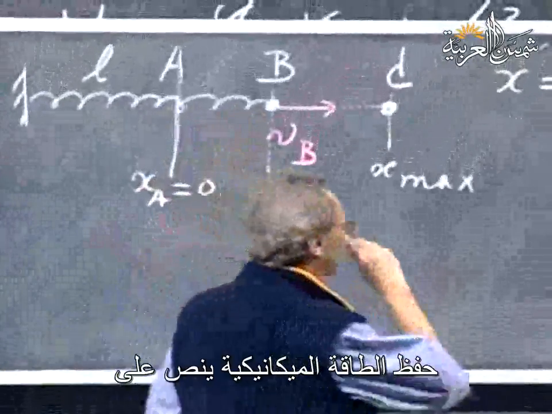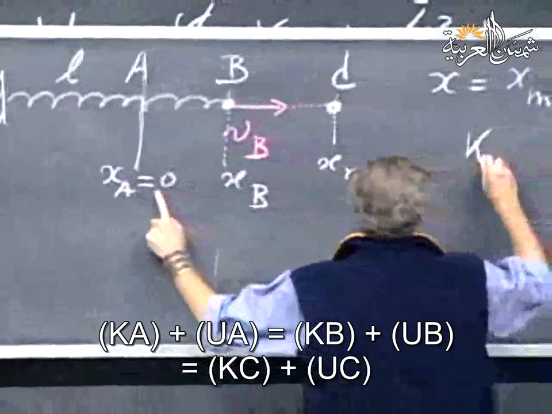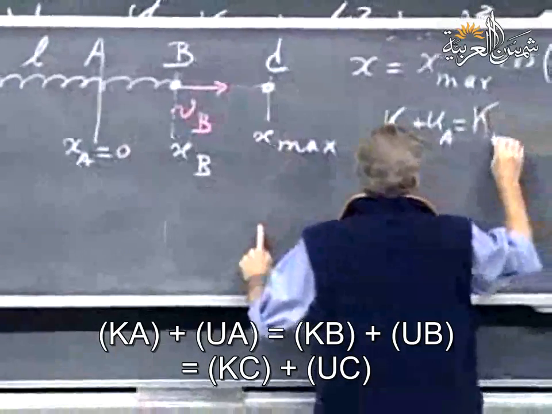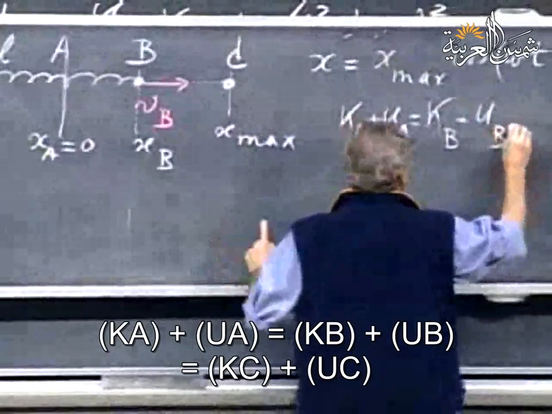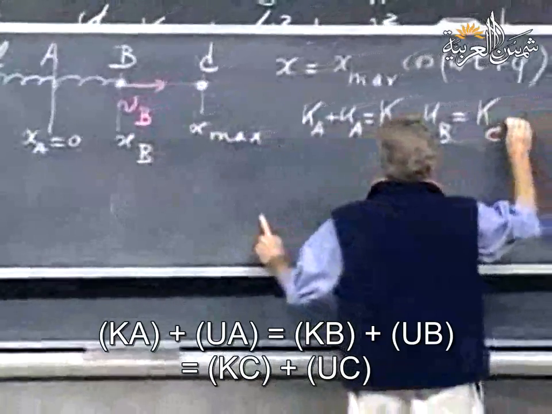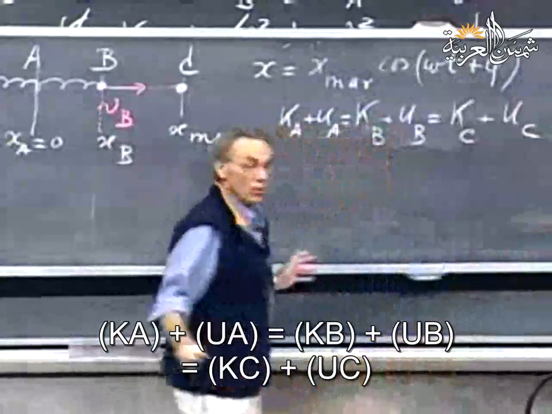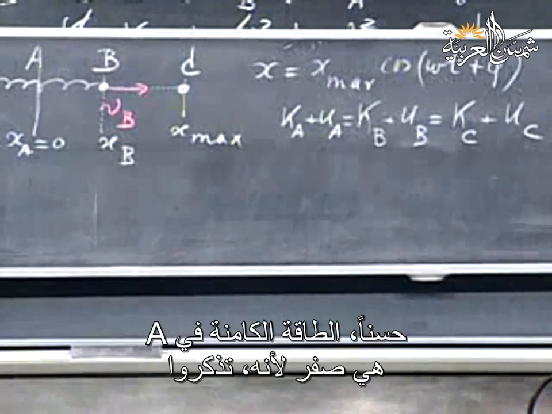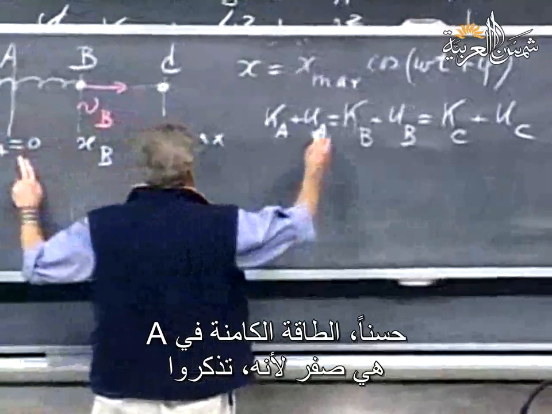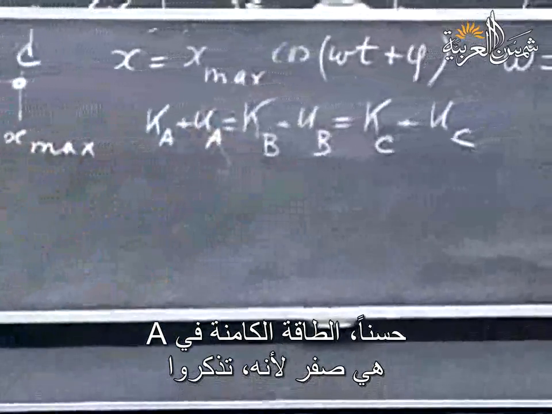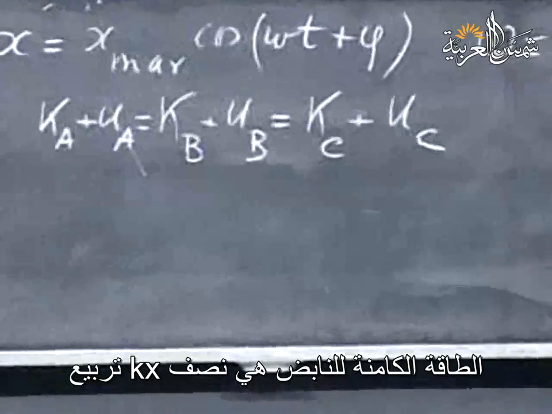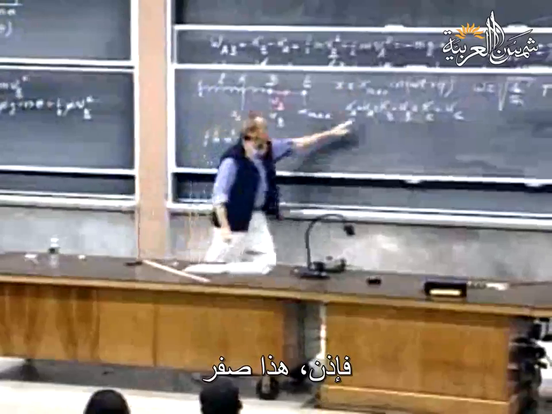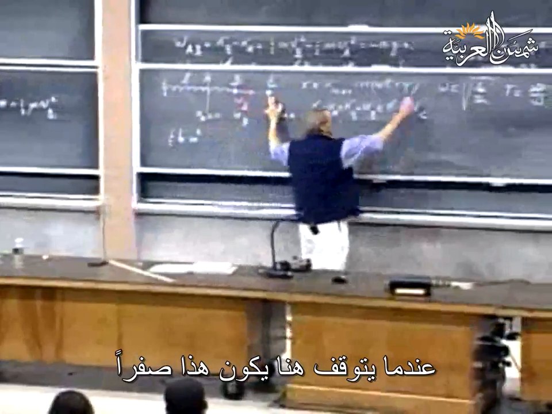The conservation of mechanical energy tells me that the kinetic energy at A plus the potential energy at A must be the kinetic energy at B plus the potential energy at B, and that must equal the kinetic energy at C plus the potential energy at C. Right? There's no friction, there are no non-conservative forces, so this has got to work. Well, the potential energy at A is 0, because remember, the potential energy of a spring is 1/2 kx squared, if x is the displacement from its relaxed position. So this is 0. When it comes to a halt here, this is 0.